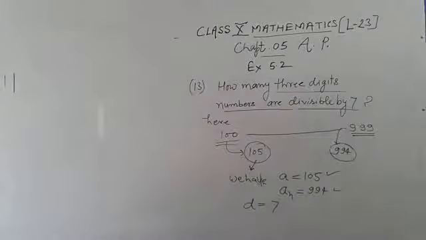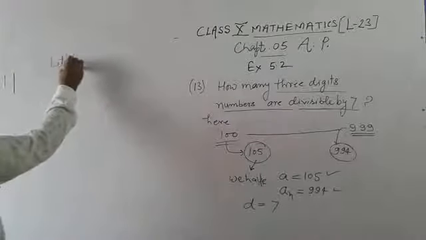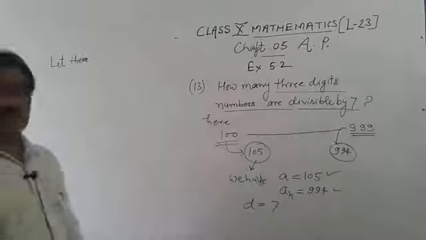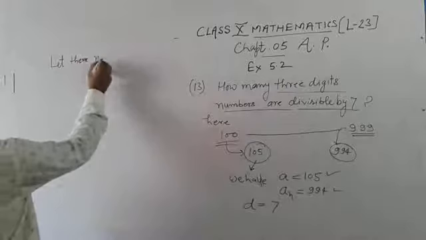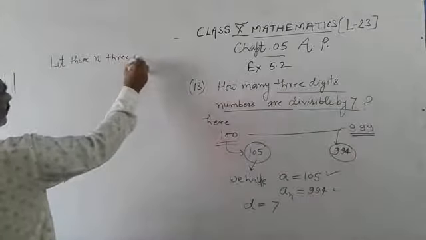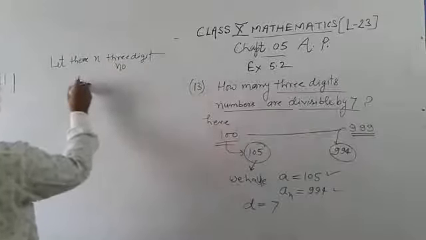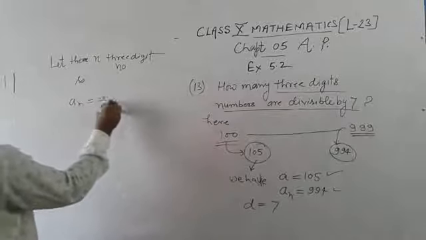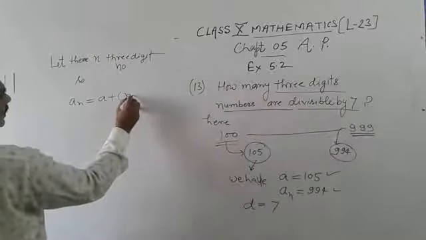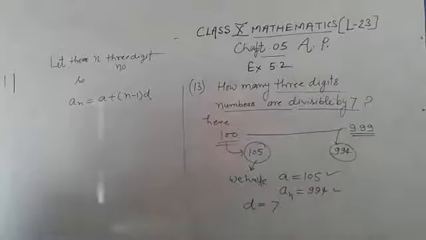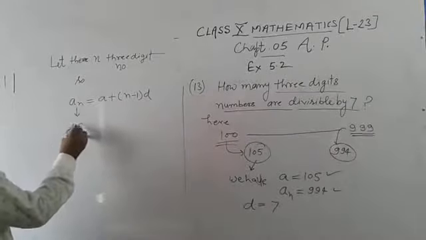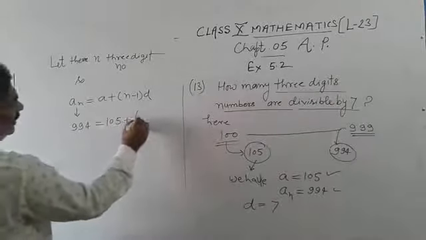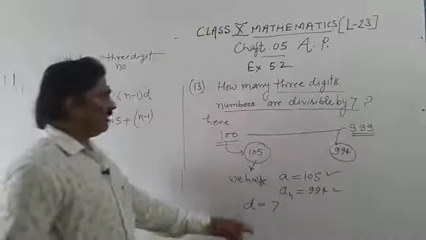There are n 3 digit numbers. So we can write AN is equal to A plus n minus 1 into D. Now putting the value of AN, which is 994, and the first term is 105. We want to find n, and D, the common difference, is 7 here.